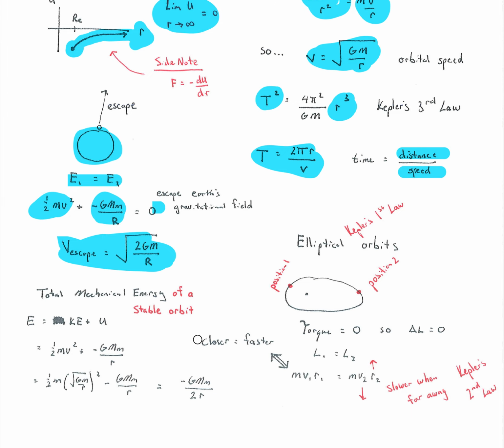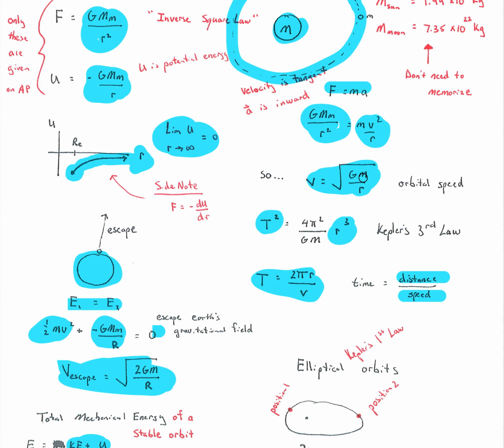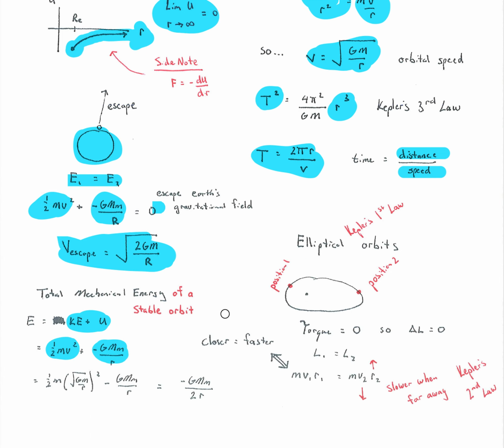Okay, if they wanted to know the total mechanical energy of a satellite in stable circular orbit, then you know that the total energy is a combination of kinetic and potential. Kinetic is 1/2 mv squared. Potential is that. However, if you go back up here, this is the orbital speed. So you can take that value for v and chuck it in for v. And when you simplify, these end up being like terms. You end up getting this.